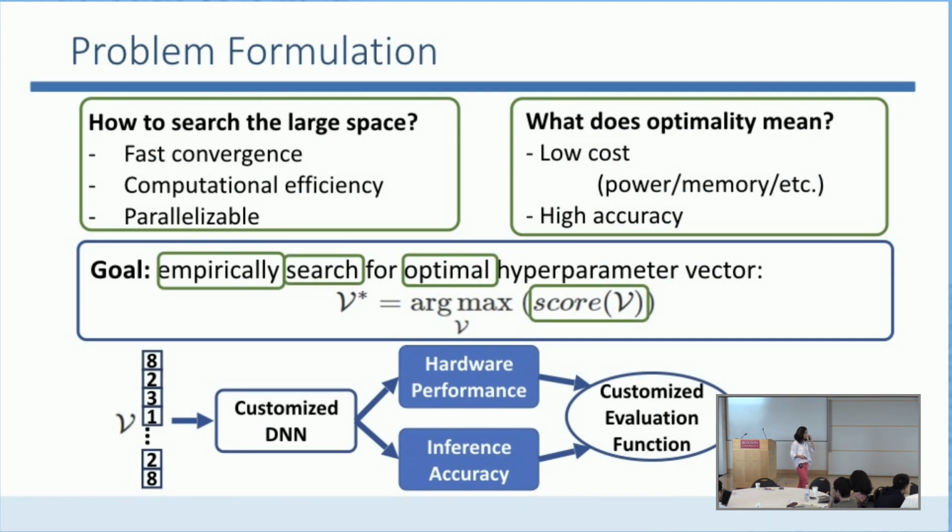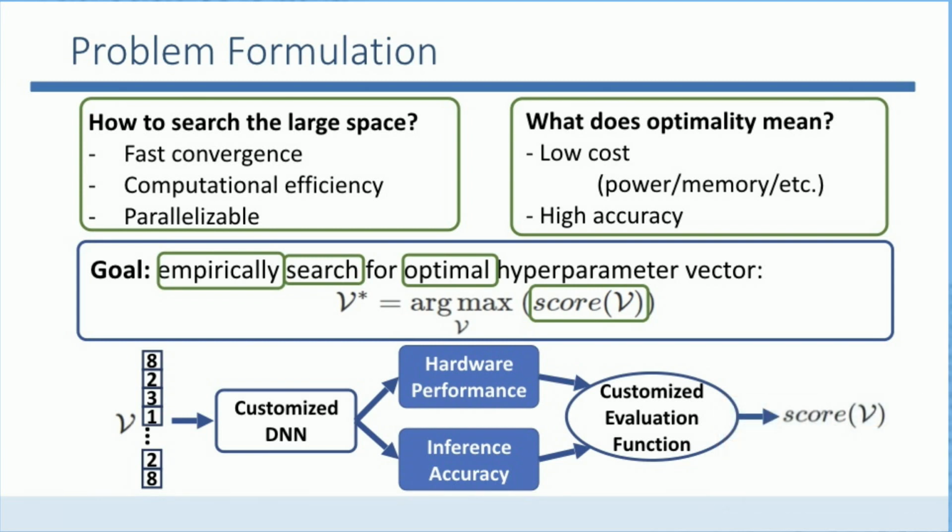So this is how the basic structure works. Today this is what people operate with, the state of the art. You take all of your hyperparameters. You customize your deep neural network or whatever machine learning algorithm that you have with these parameters. And then you put it on hardware and run it on test data sets and measure its performance, its inference accuracy. You create a customized notion of score function, and you evaluate.